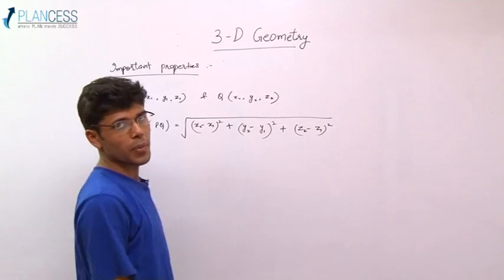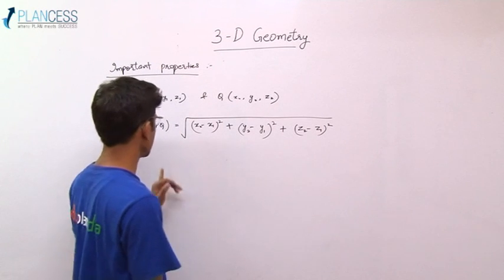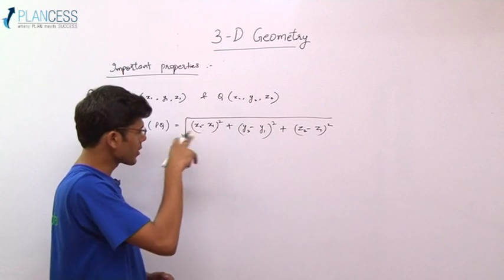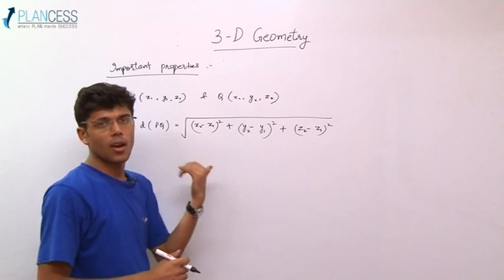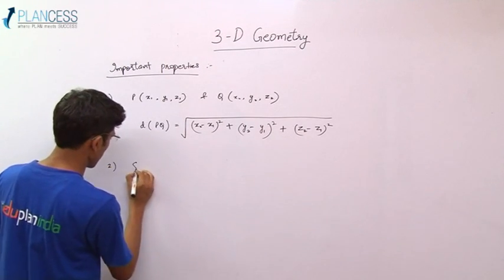So if we have two points P and Q with coordinates x1, y1, z1 and x2, y2, z2 respectively, then the distance between the points is the square root of the sum of squares of the differences of the coordinates. Okay.